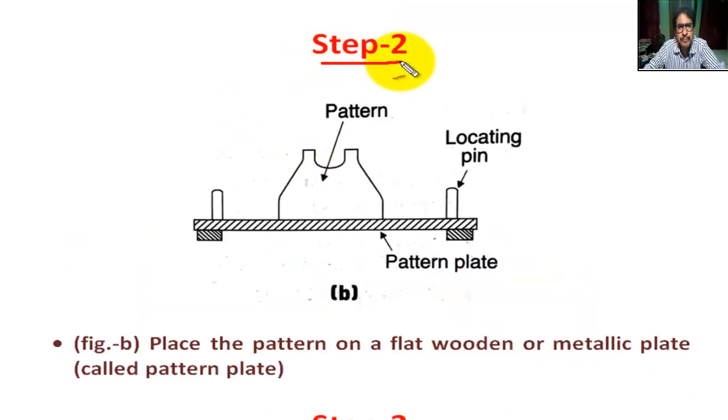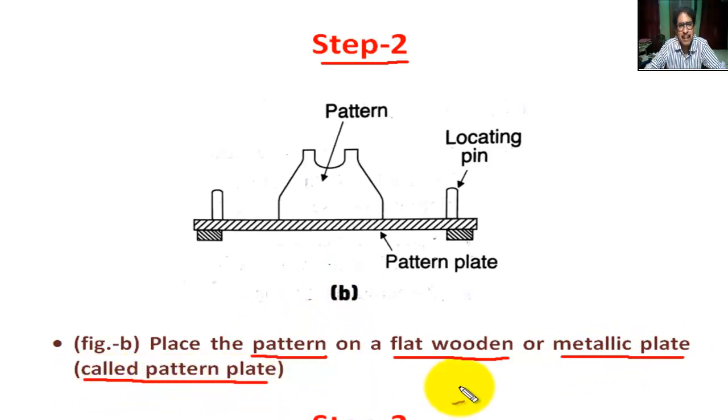Step 2. This is the pattern plate. The pattern is placed on the pattern plate. This is the pattern. This is the locating pin. Figure B. Place the pattern on a flat wooden or metallic plate. This plate is called the pattern plate.